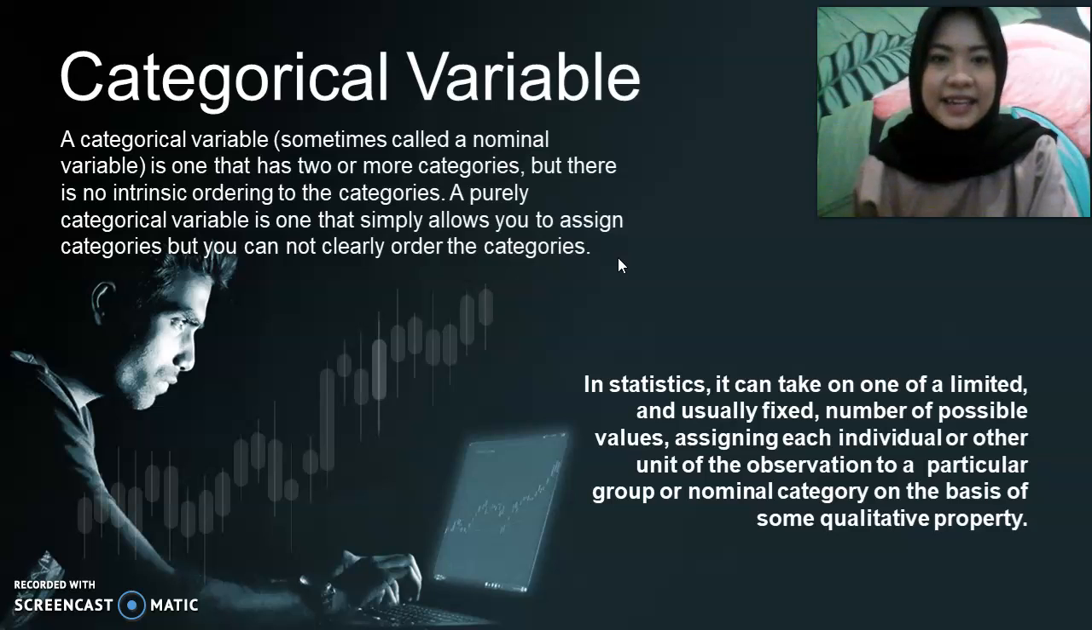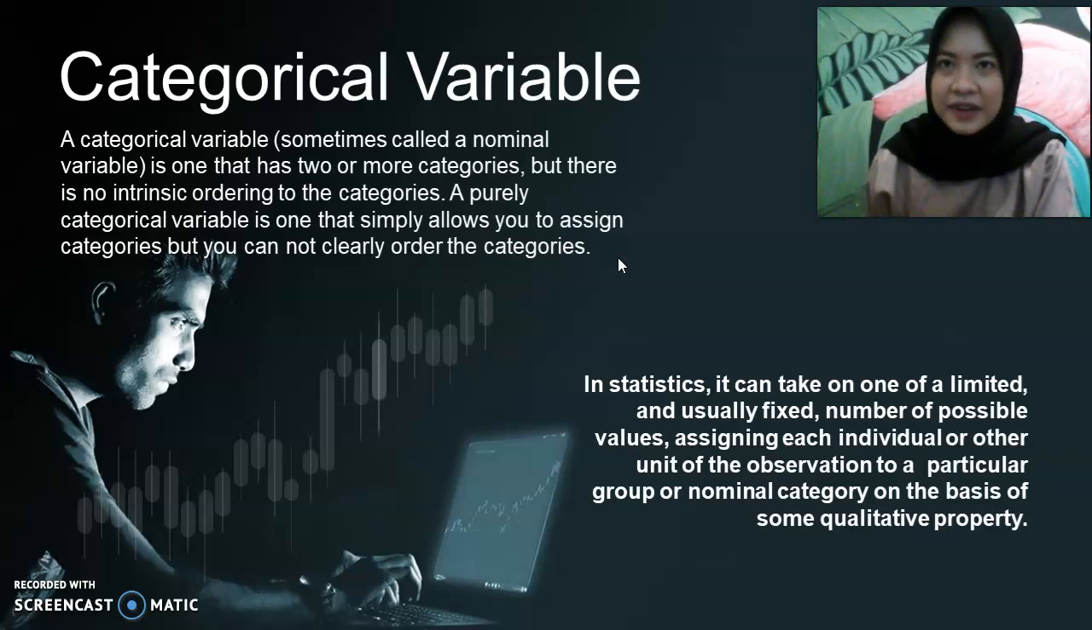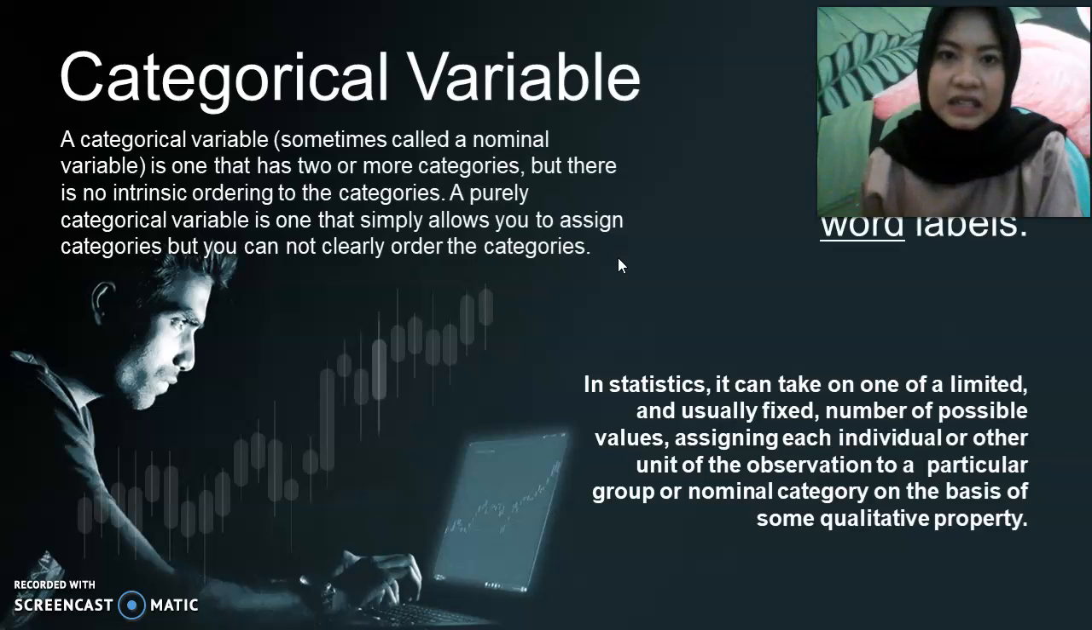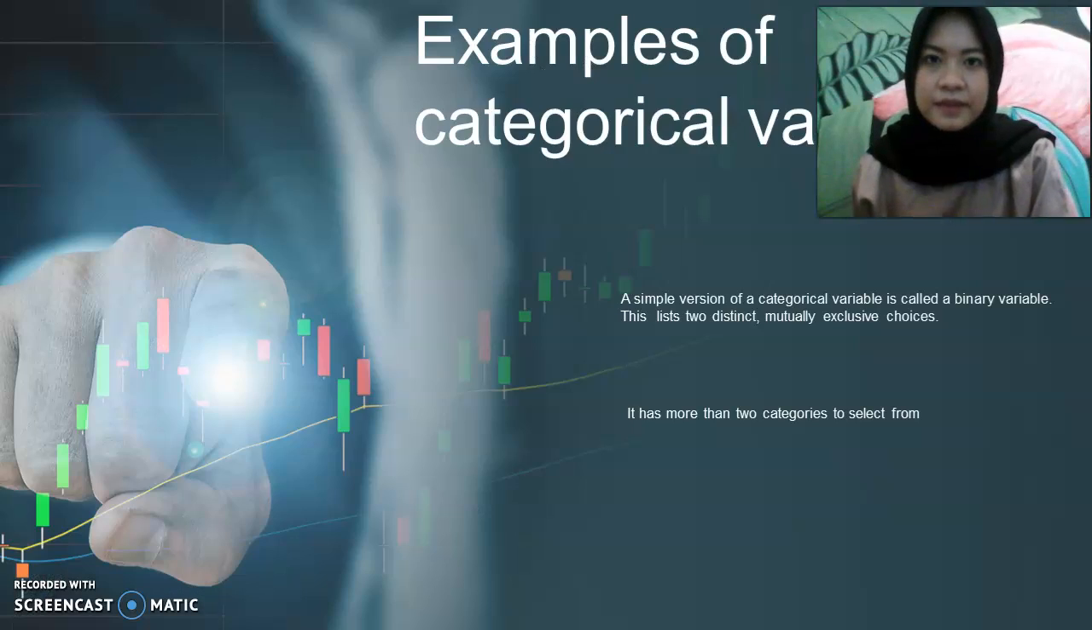In statistics, it can take on one of a limited and usually fixed number of possible values, assigning each individual or other unit of observation to a particular group or nominal category on the basis of some qualitative property. Categorical variables represent groupings of some kind. They are sometimes recorded in numbers, but numbers represent categories rather than actual amounts of things. This variable has word labels.